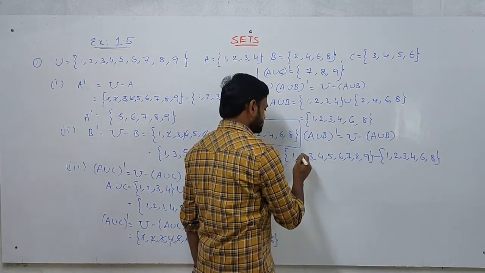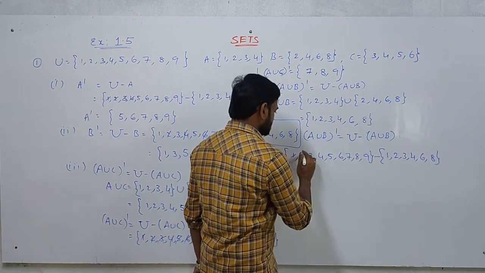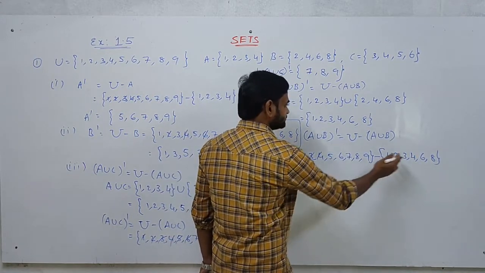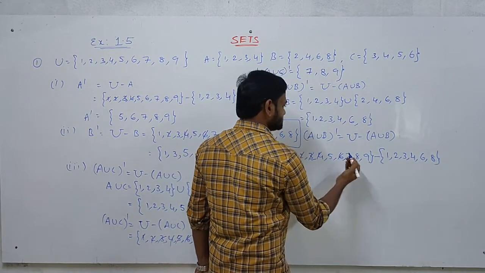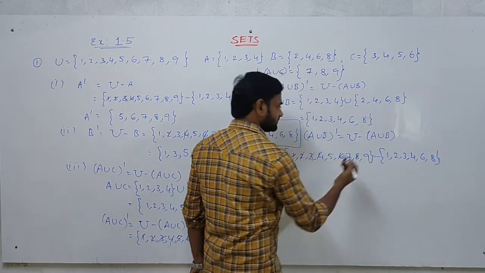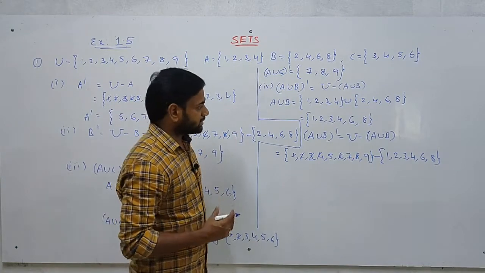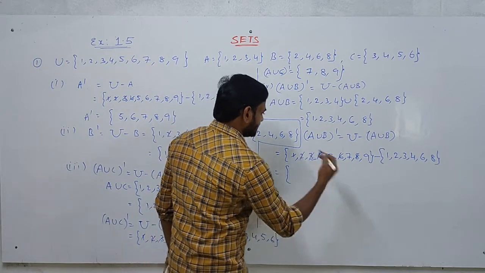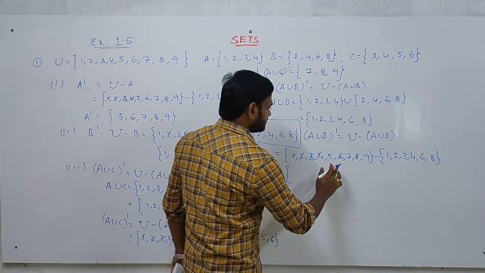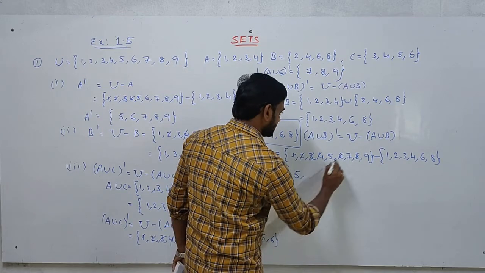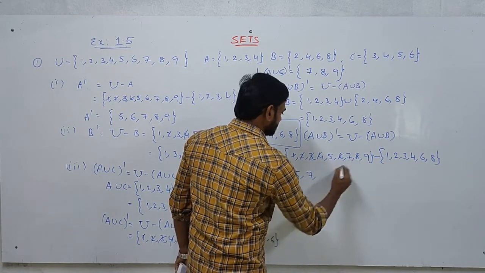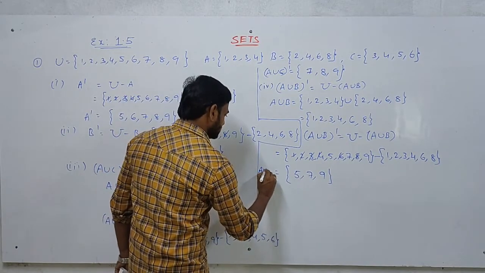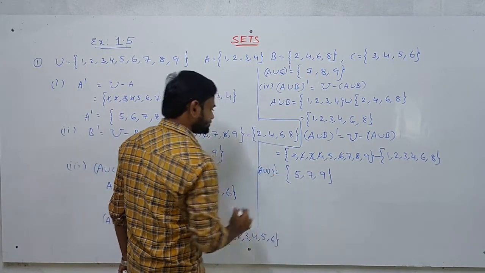So 1, both are same, cancel. 2 also is there, cancel. Next 3 also is there, cancel. 4 also is there, cancel. Next 6 is there, cancel 6. Next 8 is there, cancel this one. Now what are the remaining elements? Just write down here: remaining elements are 1, 2, 3, 4 cancel. Remaining is 5, 7, 9. That is A union B whole dash.